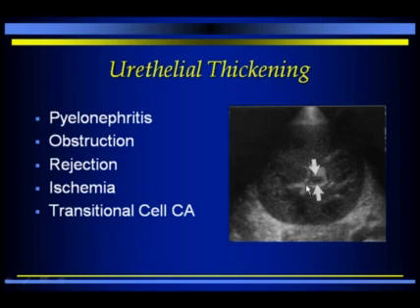So here's another case, nice smooth ureteral thickening. This is probably related to an inflammatory process, most likely pyelonephritis. It can be seen with obstruction. In a transplant, it can be seen with rejection, can be seen with ischemia, and as we said before, needs to be distinguished from tumor, which tends to be more focal and more irregular.